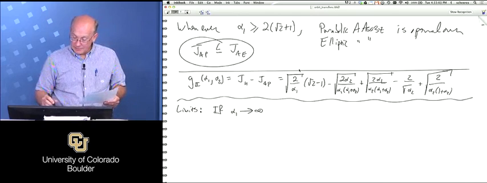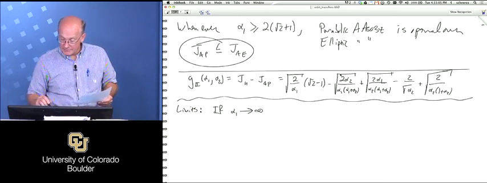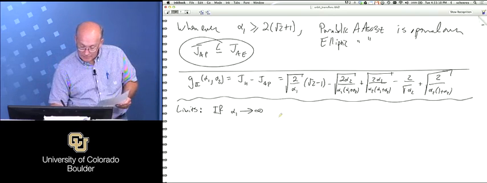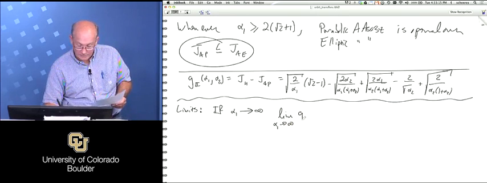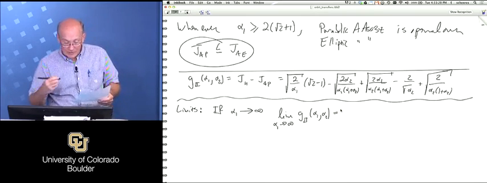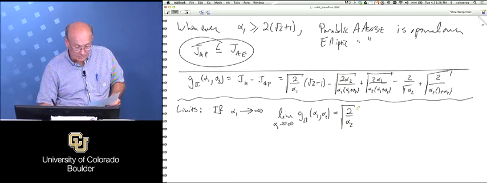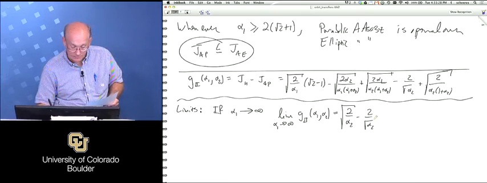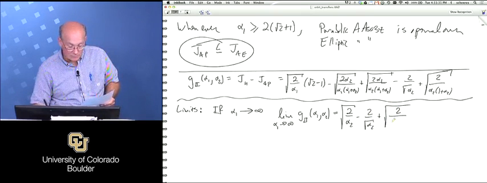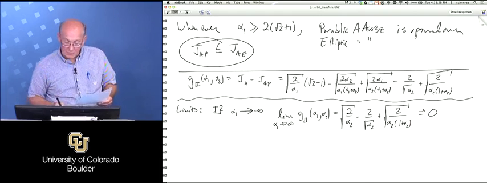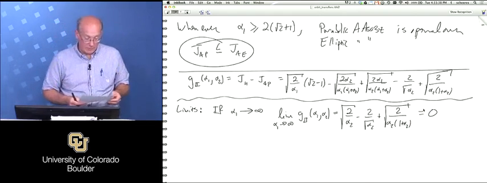This guy disappears, this guy disappears, this guy exists, and then these guys exist. So if you do the limit as alpha 1 goes to infinity of G2, what you get is something that's only a function of alpha 2: 2 over alpha 2 minus 2 over root alpha 2, root 2, alpha 2. And here we can be interested in when this is equal to 0.